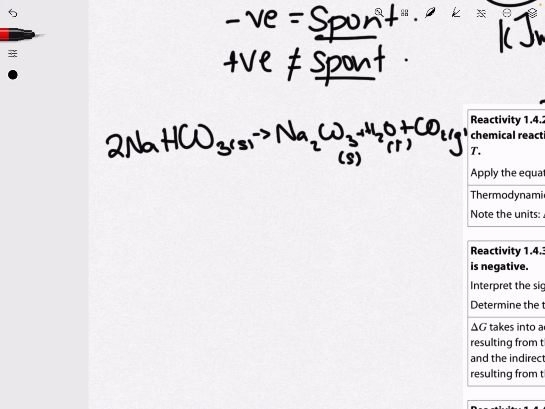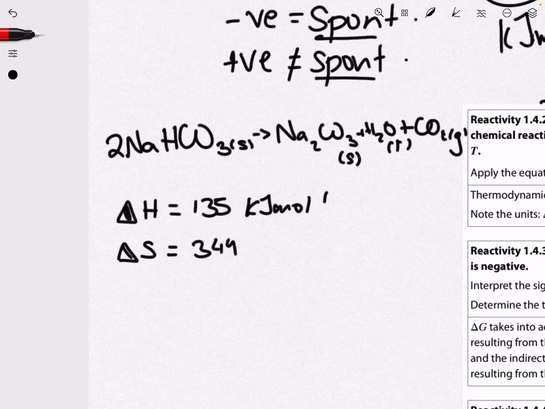So there are our state symbols crammed into there because of the spec points, but we are told in this question that our change in enthalpy is 135 kilojoules per mole, and our entropy, we gained 344 joules per Kelvin per mole.